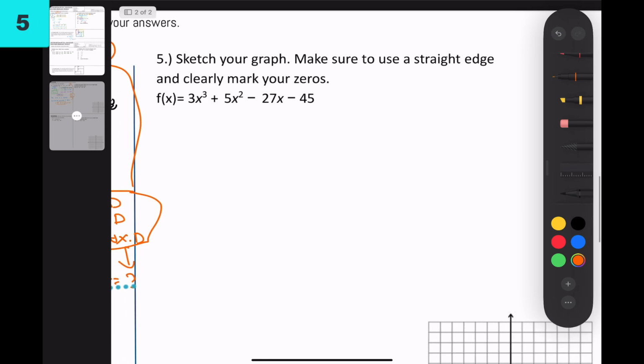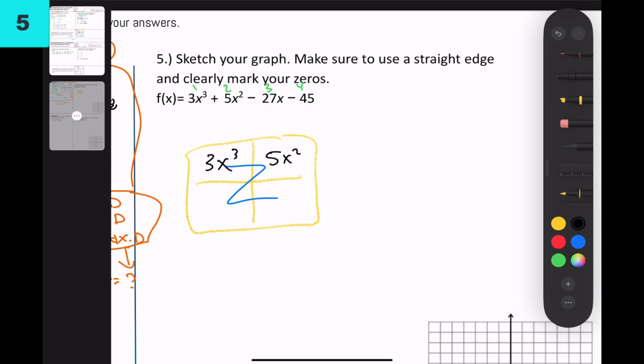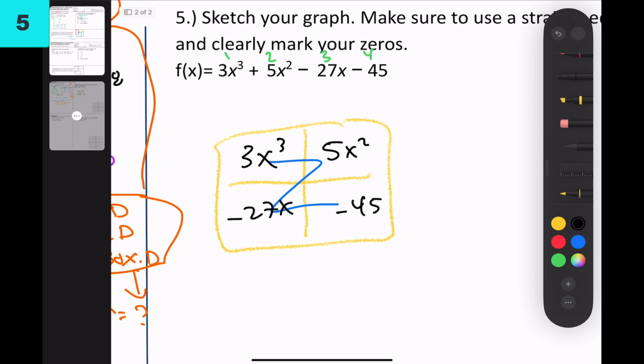Okay, number 5. I think the same problem from last week. Just count the number of terms. Put it inside of a box. So 3x cubed plus 5x squared minus 27x minus 45. Okay, this first one is going to really tell you what you need to do. So if I look down, I notice that there is 3 and 27. So that means they have a common multiple of 3. And they have one x there, so I'm going to put 3x.